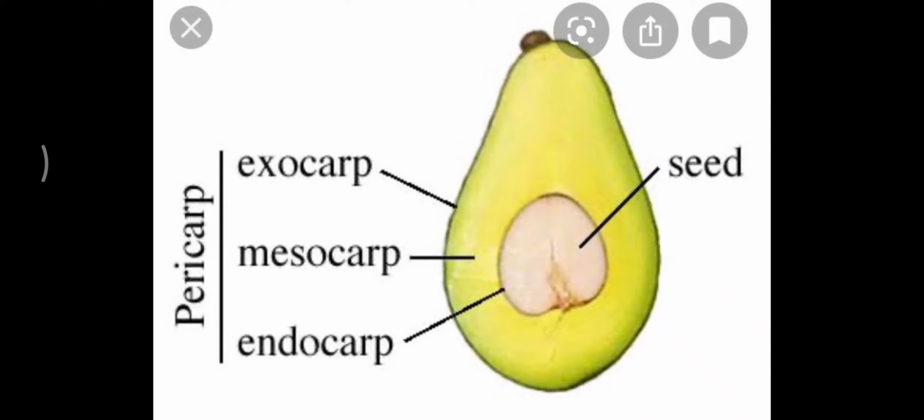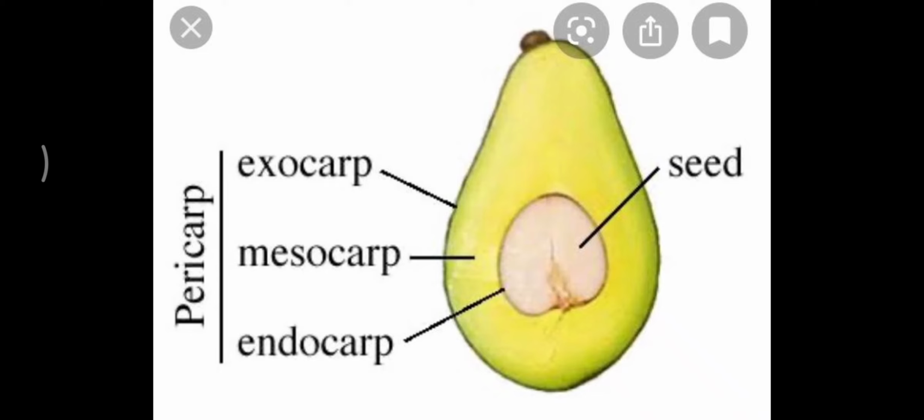We are dealing with the morphology of flowering plants. Fruit is a very significant structure. After fertilization, the fertilized ovary changes into fruit. Now here you can see the general structure of a fruit.